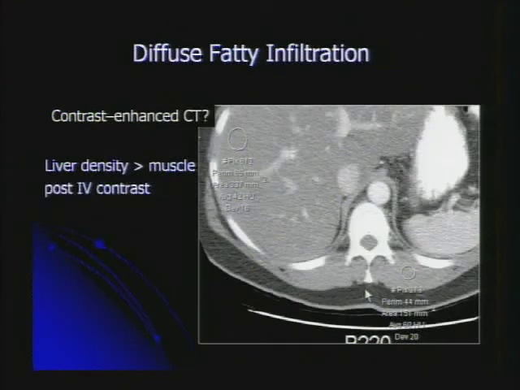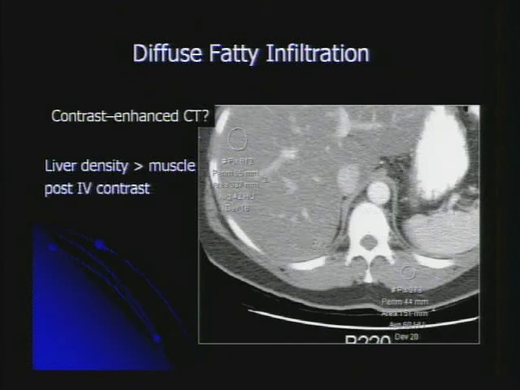You look for signal loss on out-of-phase images. On contrast-enhanced images, some people have suggested you can measure the liver and spleen differences. Don't bother with that. Completely unreliable. It depends on your circulation, and lots of other factors are involved. Not reliable. You can look at the paraspinal muscle and the liver.